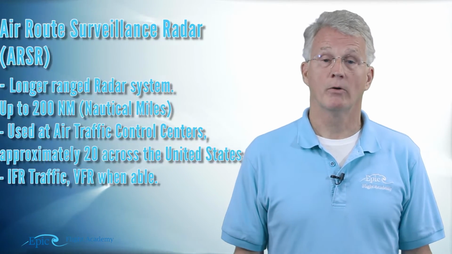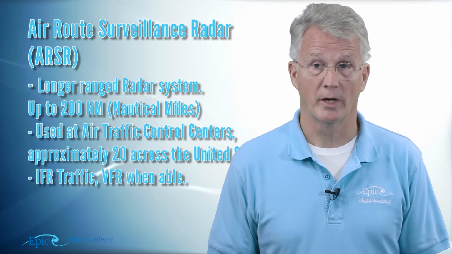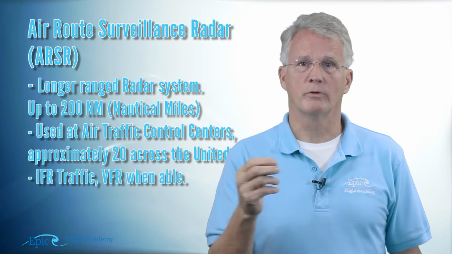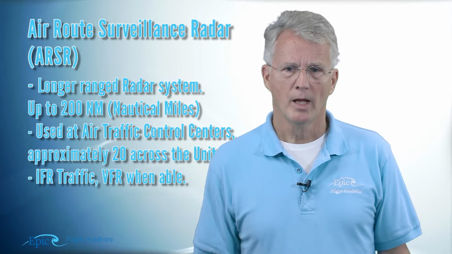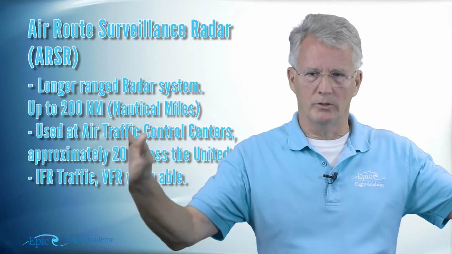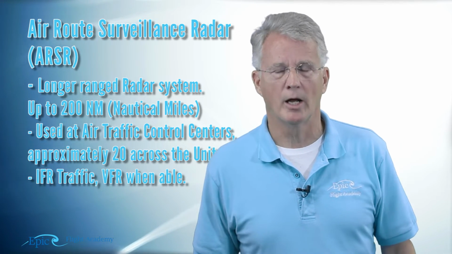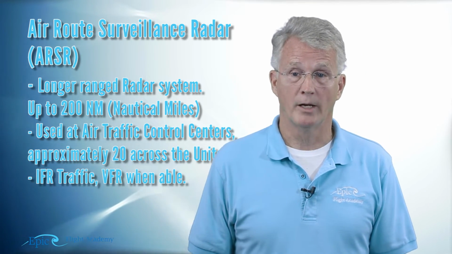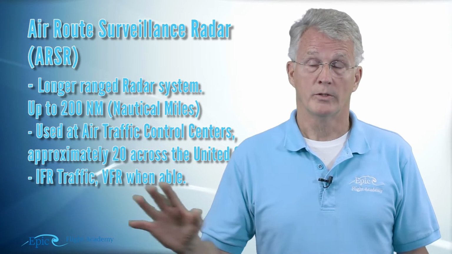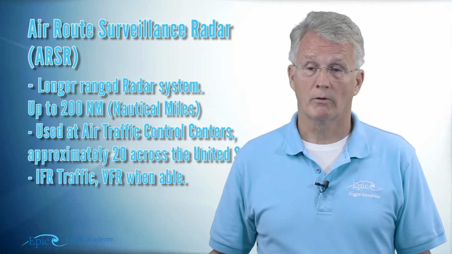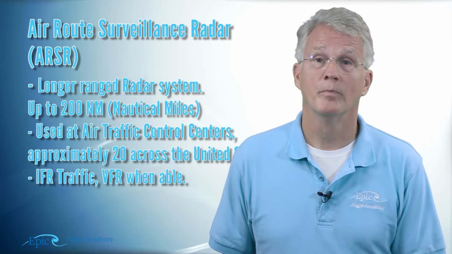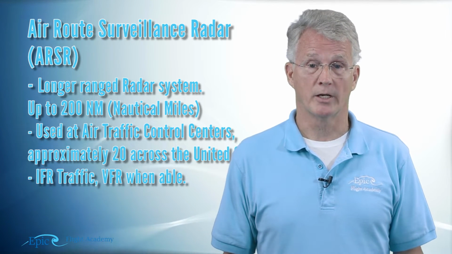Then we have air route surveillance radar, ARSR, and this is a much larger, longer range radar. This radar ranges up to 200 nautical miles and is used at air traffic control centers. This is where they're long range watching aircraft moving through the air. There are approximately 20 of these centers across the United States.